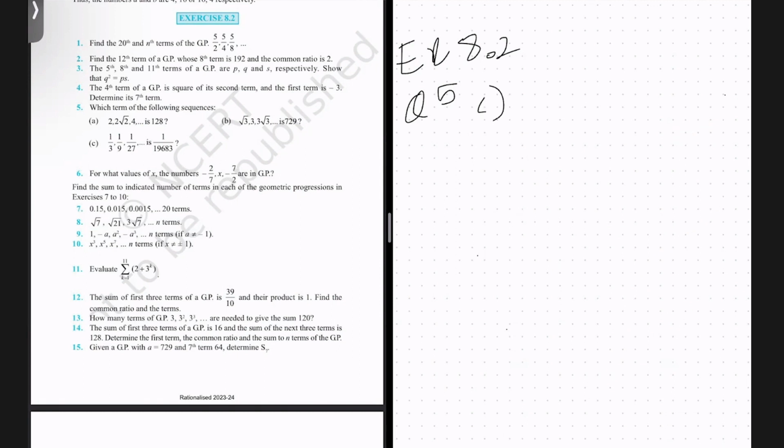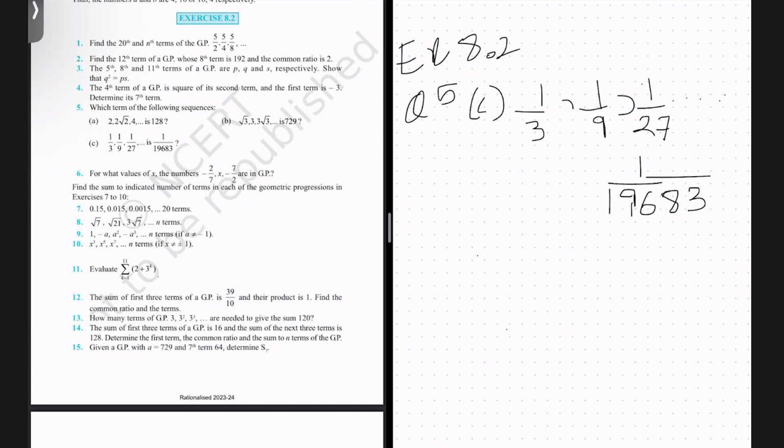In part number C, you have been given that the first term is 1 by 3, the second term is 1 by 9, the third term is 1 by 27, and you have been asked to find out which term is going to be 1 by 19683. Correct? So that is what you are going to find out here.